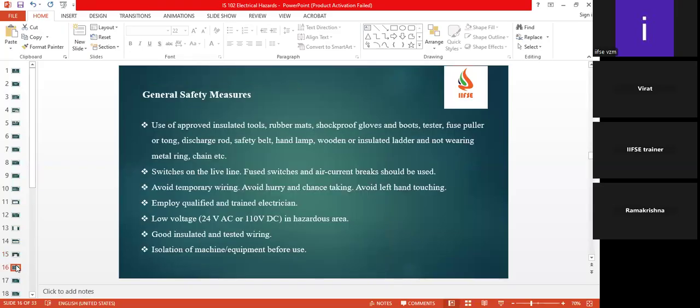So when I say general safety precautions: use of approved insulated tools and rubber mats, shock-proof gloves and boots, tester or fuse pullers. Tong is nothing but a kind of stick with a fiber or insulated stick which we use to pull the cables, and sometimes to pull persons if somebody is involved in electric shock. Also a discharge rod, safety belt, hand lamp or wooden or insulated ladder, and not wearing any metal rings or chains while working with these electrical cables or electrical works.